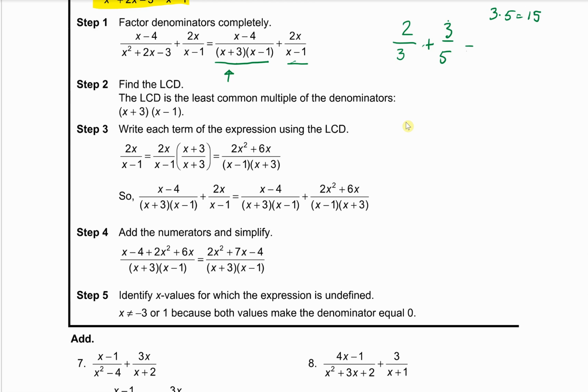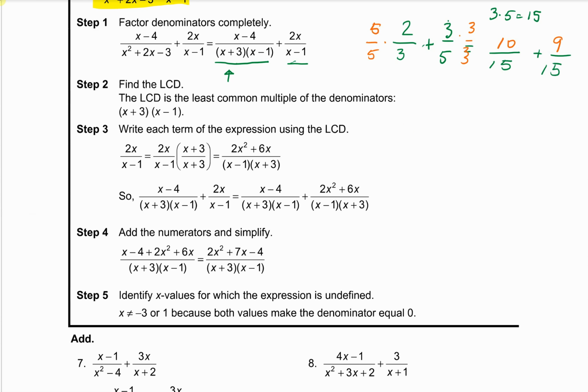So I'm going to have to rewrite these both with a common denominator of 15. Now, how do I do that? Well, 3 times 5 is 15, so I'm going to multiply this side by 5 over 5, technically. This one I'm going to multiply by 3 over 3. So I would get 5 times 2, 10 fifteenths, and 3 times 3, 9 fifteenths.